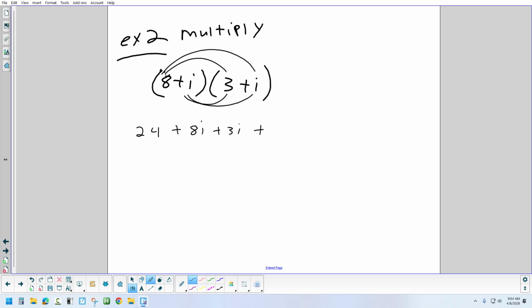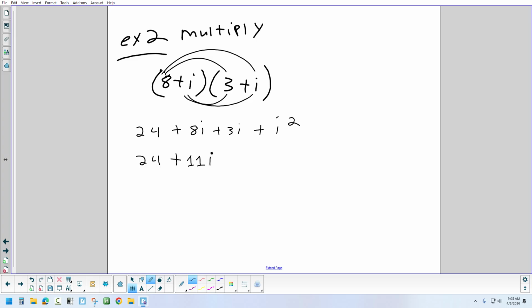And what's I times I? I squared. Okay, so now we'll combine any like terms we can, and then fix I squared. Gianna, are there any terms that can be combined together there? The 8 and 3. And what would you get when you combine those? 11. Yep, so we'll combine those and we get 11i, and then the I squared becomes -1.